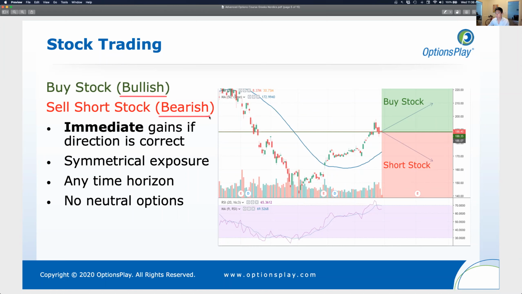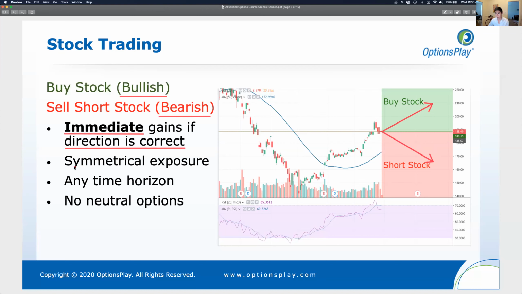And why is stock trading a pure bullish and bearish exposure? It really comes down to the fact that if you buy a stock or short a stock, you have immediate gains if the direction is correct. Meaning, let's say the stock's trading at 188 crowns right now, and you buy the stock. If the stock goes up even by a single cent, you will start making money on that trade. If it goes down by a single tick, you will start losing money on that trade. So this is what we call pure bullish or pure bearish exposure.